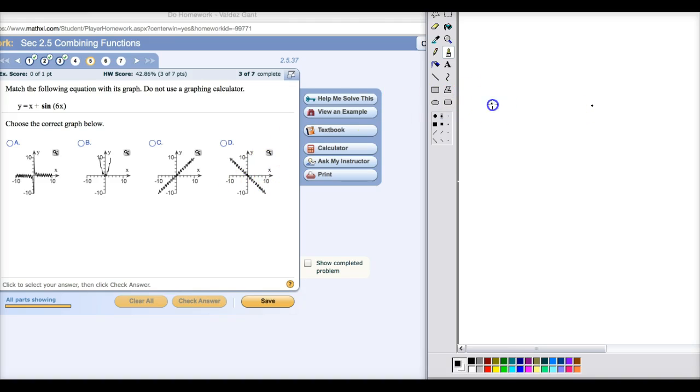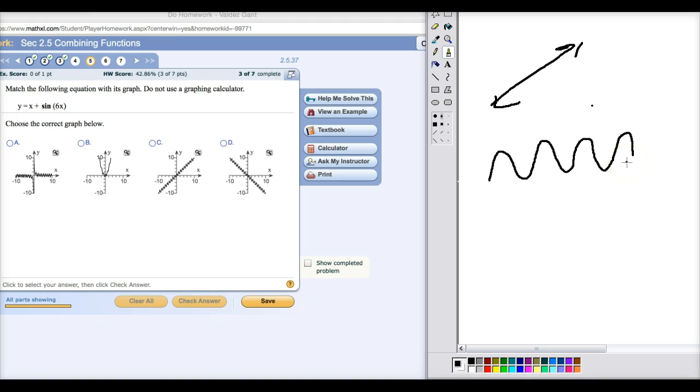A line with a positive slope, which looks like this, along with a sine function that is vibrating very fast because it has 6 for B, which means it has to fully cycle 6 times within the fundamental period. So we'll have a function that's vibrating very fast like that.